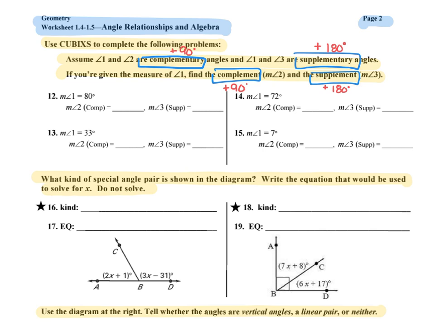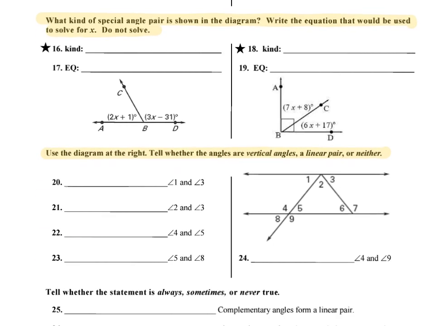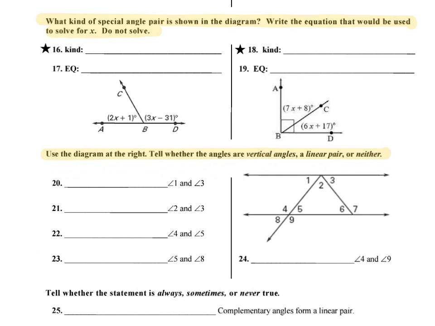But now we are going to move into questions 16, 17, 18, and 19. For these questions, the directions say to find what kind of special angle pair is shown in the diagram. Write the equation that would be used to solve for x. Do not solve. So in these questions, we are not going to be solving our equations. We are just going to set them up.